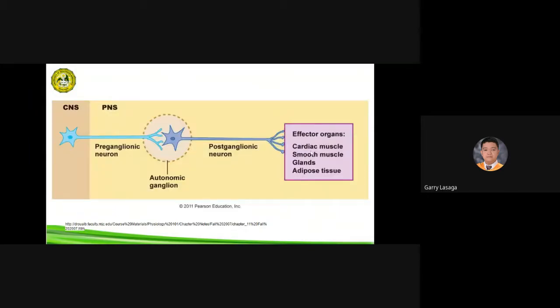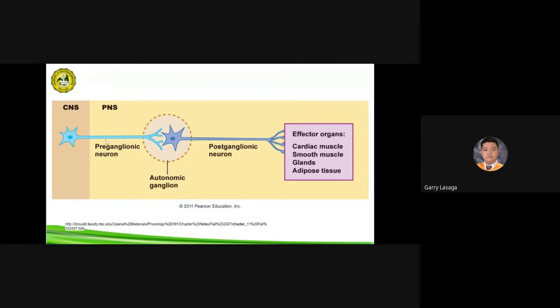So this is also another simplified diagram of our preganglionic neuron and the postganglionic neuron and the effector organs. So the link between the preganglionic neuron and the postganglionic neuron is the autonomic ganglia.